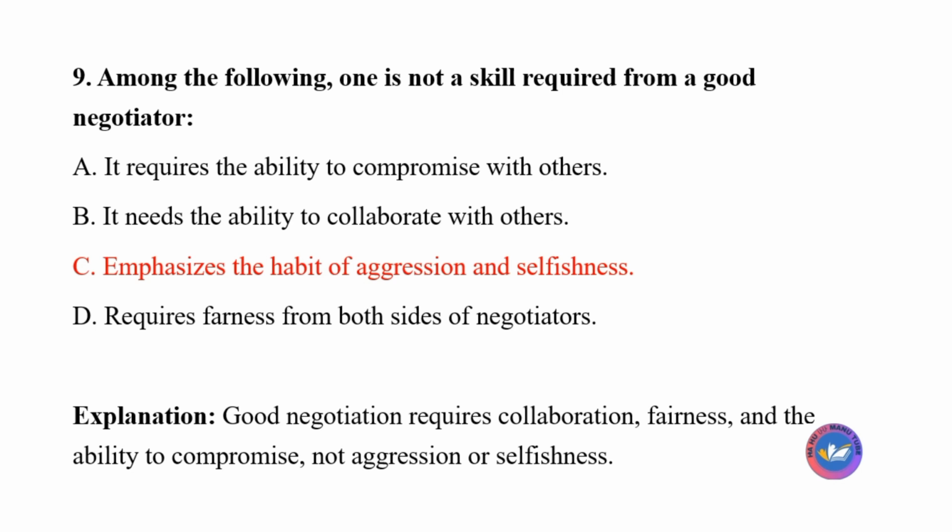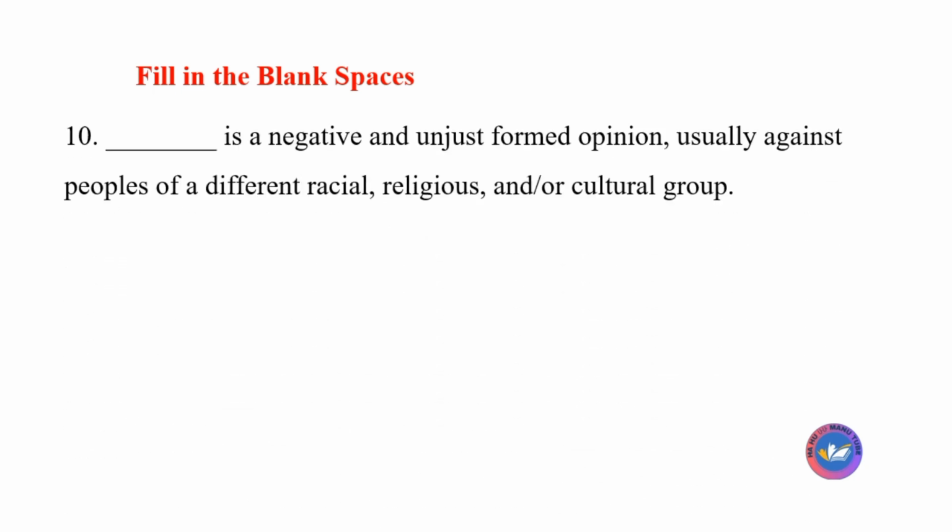Fill in the blank spaces. Question number 10. Dash is a negative and unjust formed opinion, usually against peoples of a different racial, religious, and or cultural groups. The answer is prejudice. Prejudice involves biased, negative judgment or attitude towards individuals or groups based on their identity.